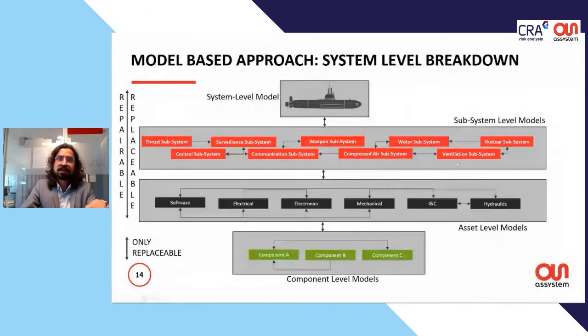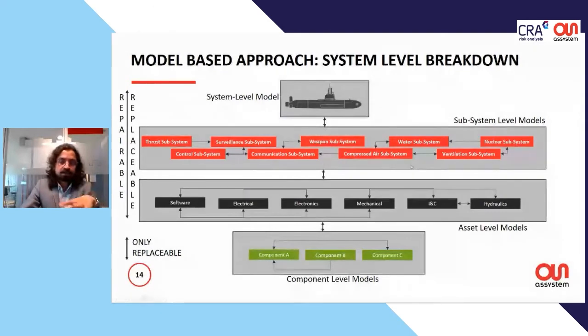Now let's consider a system like a submarine, for example. And if you consider a hierarchical breakdown of the system, you have the submarine as the entire system as a whole. On a subsystem level, you have different kinds of subsystems. For example, a weapon subsystem, communication, control, compressed air subsystems, all these subsystems, and they are interconnected through some relationships with each other.